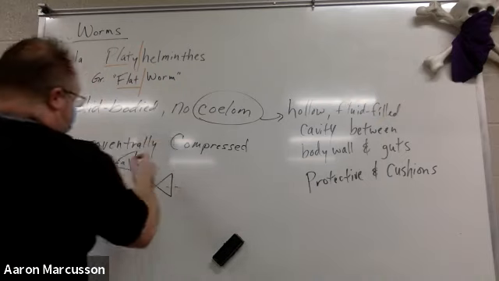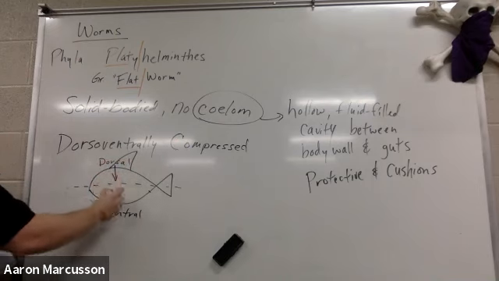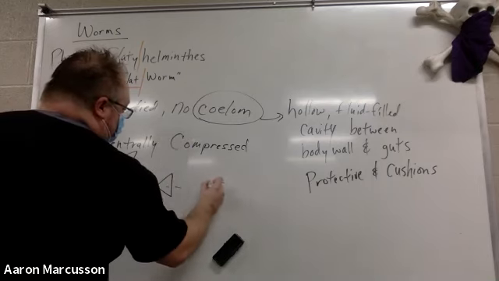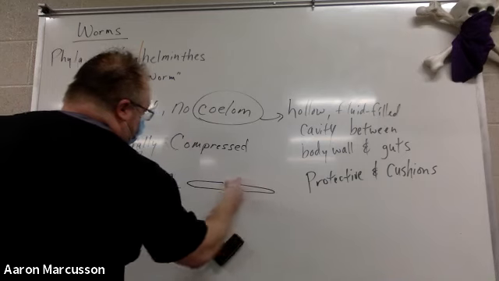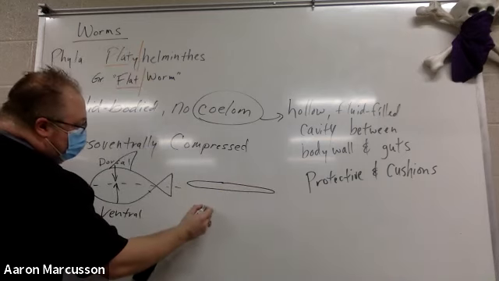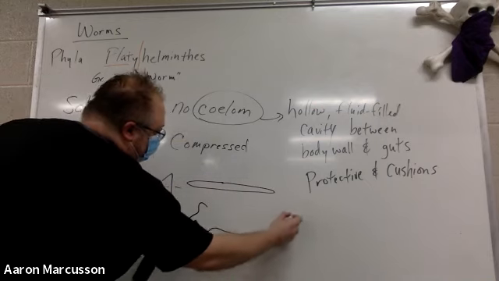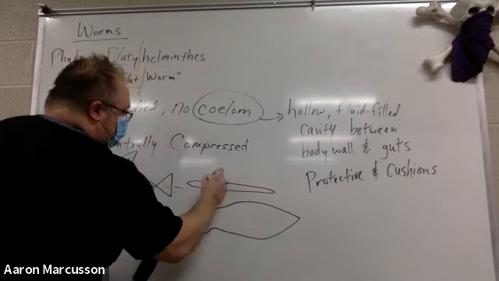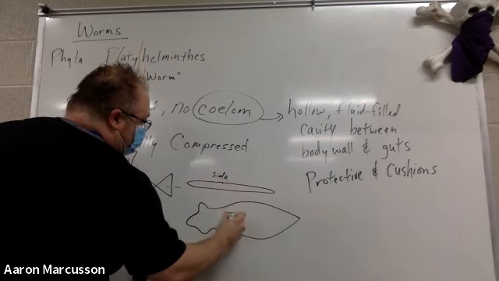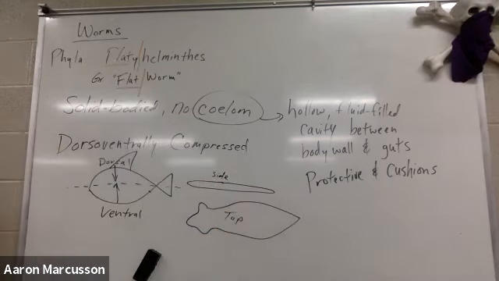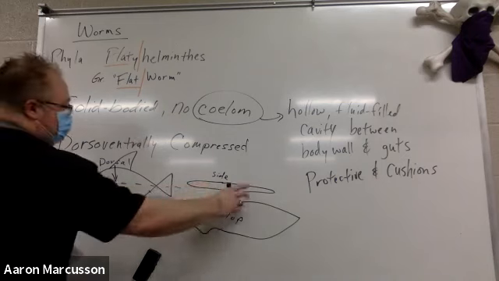These things have taken this and gone like this, so now we have an animal that is very much like this, if we look at it from the side, but from the top, side view, top view, it might look like that. All we've done is we've taken its back and its stomach, or its abdomen, its belly part, and just mashed it flat, okay? Again, it's solid in there. There's no coelom.